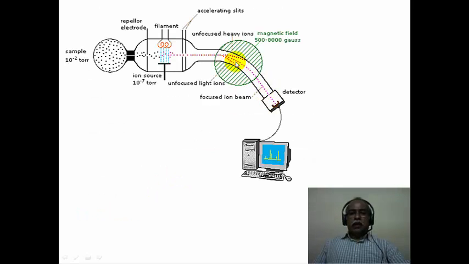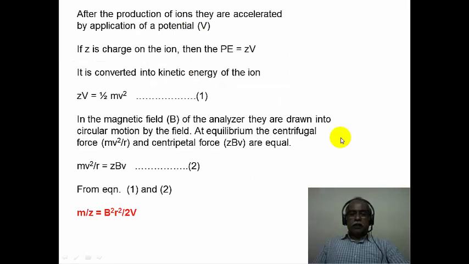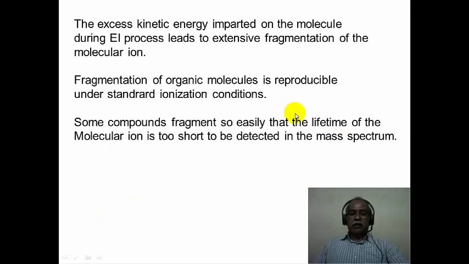The rest of the ions, which do not have the radius of curvature corresponding to the radius of the spectrometer, essentially will get destroyed by hitting the walls of the analyzer tube in a spectrometer. So only a fraction of the ions will pass through the particular radius of curvature, which is tuned by the magnetic field strength and the acceleration voltage.